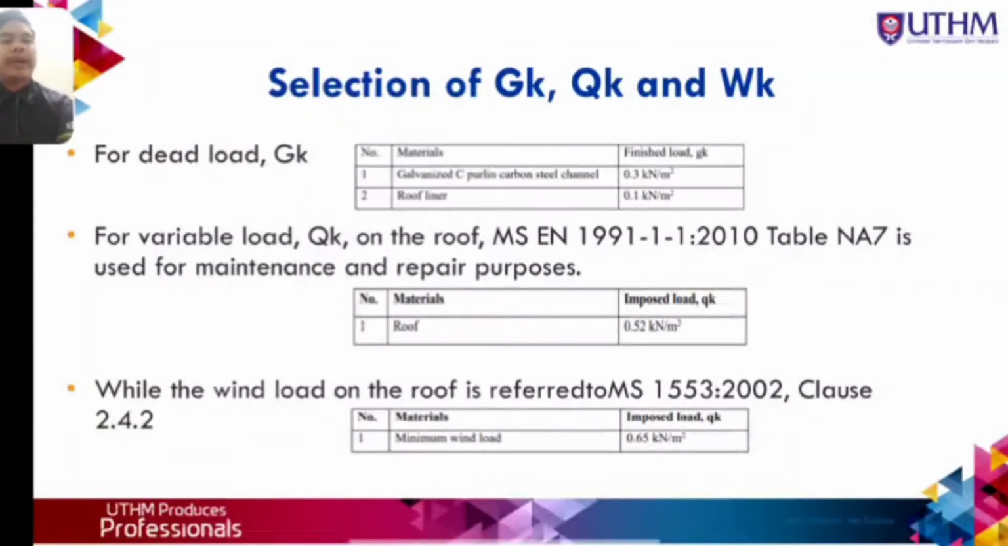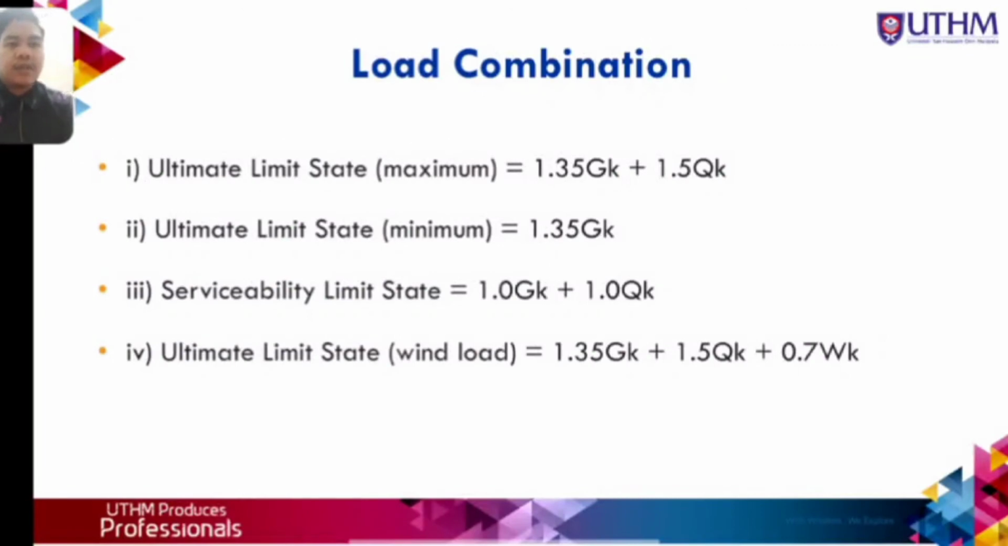And last but not least, for load combination, we have 4 load combinations. Number 1, ultimate limit state, maximum: 1.35 Gk plus 1.5 Qk. Ultimate limit state, for the minimum, equal to 1.35 Gk. Serviceability limit state, 1.0 Gk and 1.0 Qk. And last, we have the ultimate limit state for wind load, which is 1.35 Gk plus 1.5 Qk plus 0.7 Wk. So that's all from me.